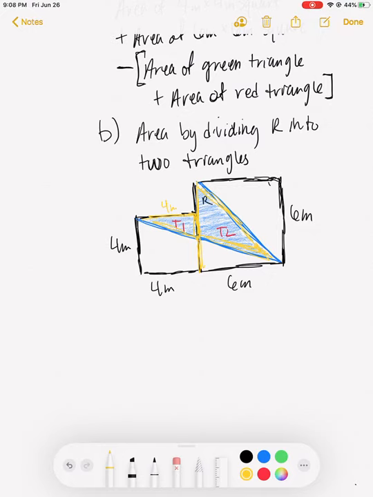Same thing with triangle number 2. The base could be this one, or it could be this one. Probably not any of the diagonal ones, but probably this base here. We know that this could be 2 meters for this little distance, but how much is this? We don't know. So that means we need to redivide region R into different triangles.